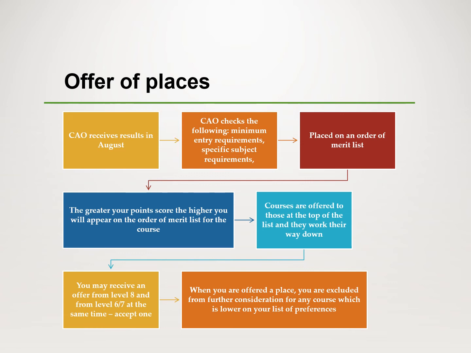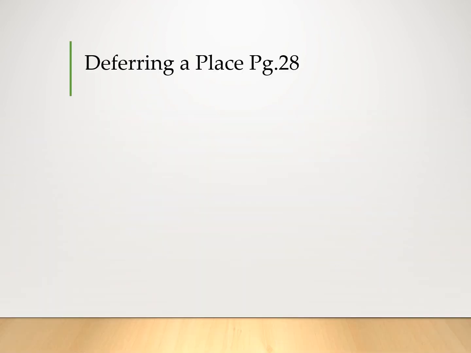You may receive an offer from level 8 and from level 6 and 7 at the same time, but you only accept one. When you are offered a place, you are excluded from further consideration for any course which is lower on your list of preferences.